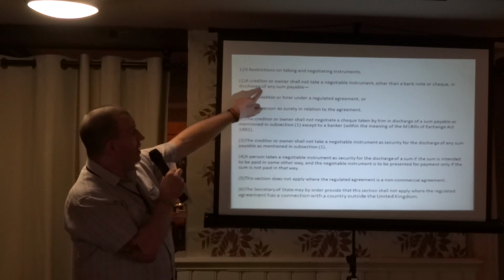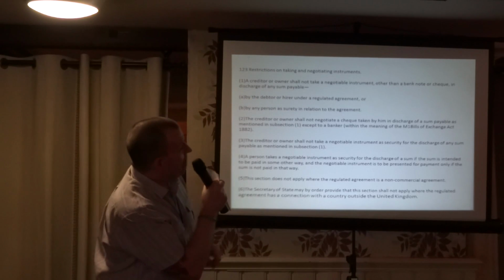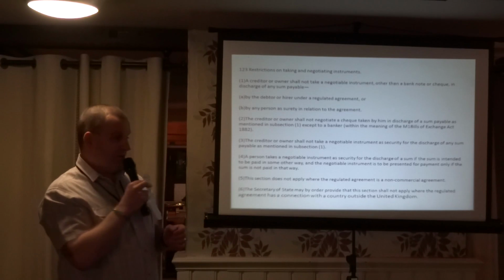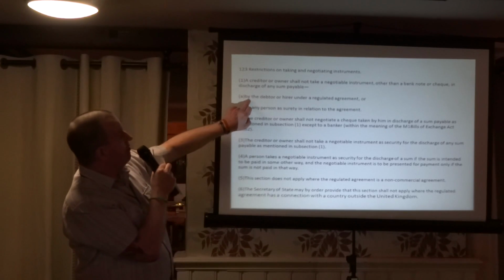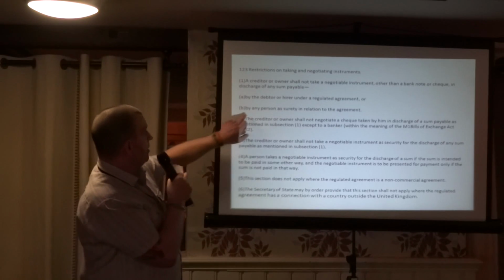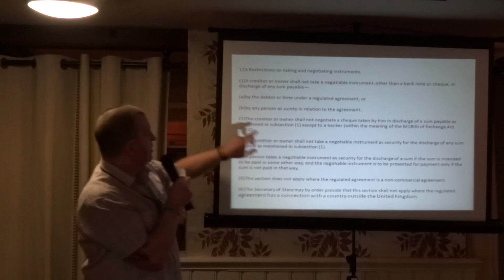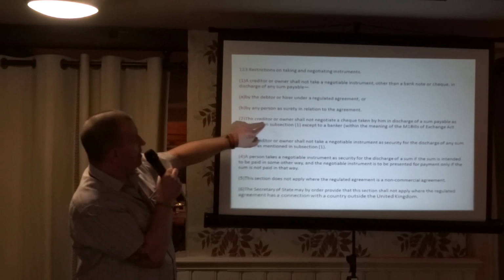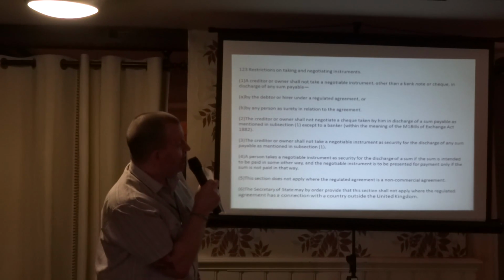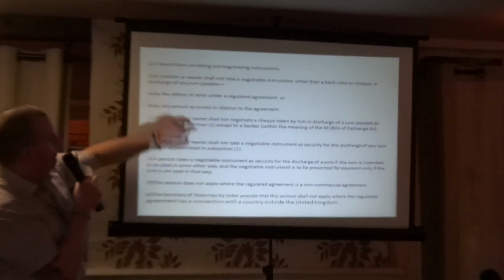But basically it said, a creditor or owner shall not negotiate an instrument other than a bank note or a cheque in discharge of any sum payable. Then you've got A, by the debtor or hirer under a regulated agreement, or we're not regulated, or B, by any person as surety in relation to the agreement. I don't know if you can read that as well. The creditor or owner shall not negotiate a cheque taken by him in discharge of a sum payable as mentioned in subsection 1, except to a banker.